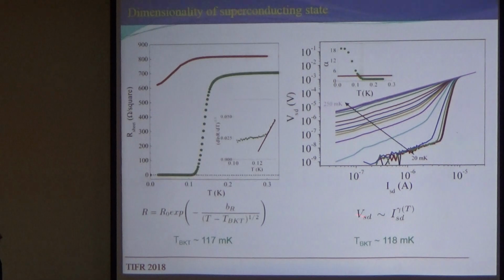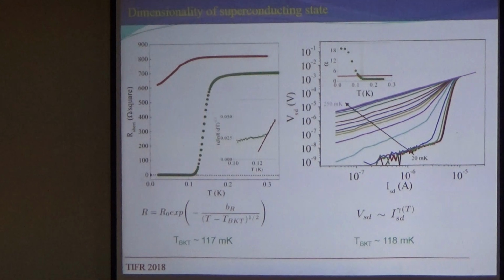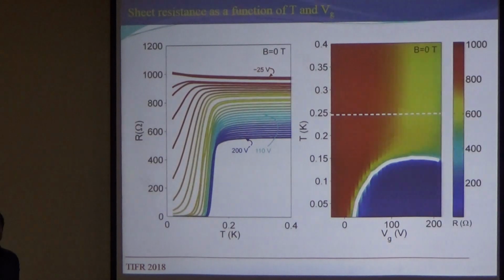Using this definition, we can get T_BKT to around 118 millikelvin. So within experimental errors, at zero gate voltage, my transition temperature is around 120 millikelvin, let's say that. Now that we have got the transition temperature and established it's a 2D material, we start measuring the system.